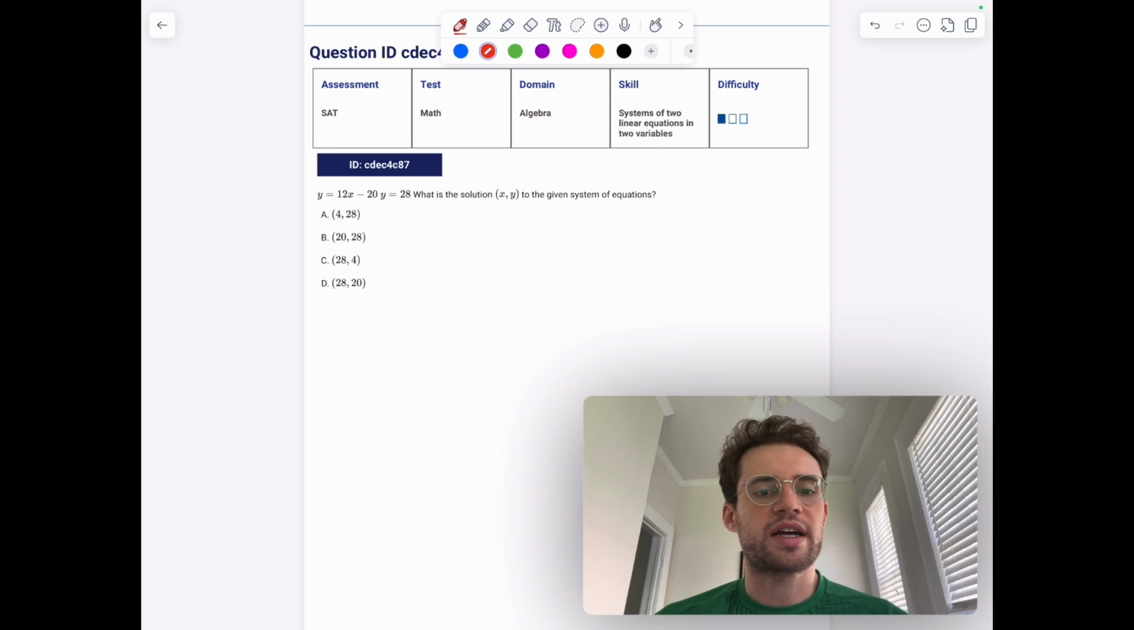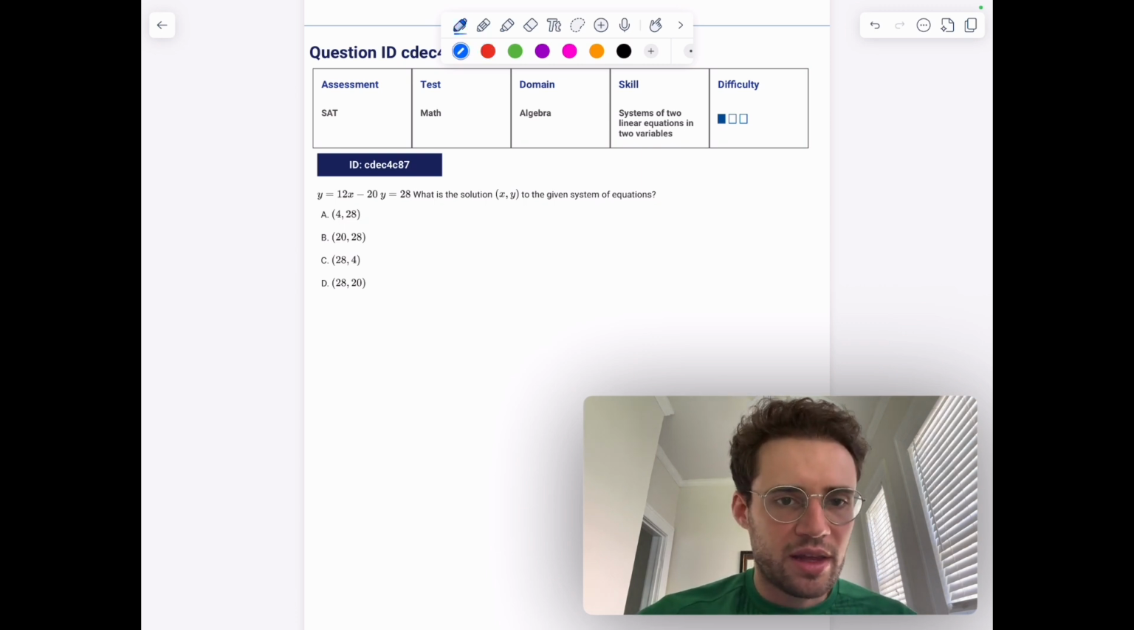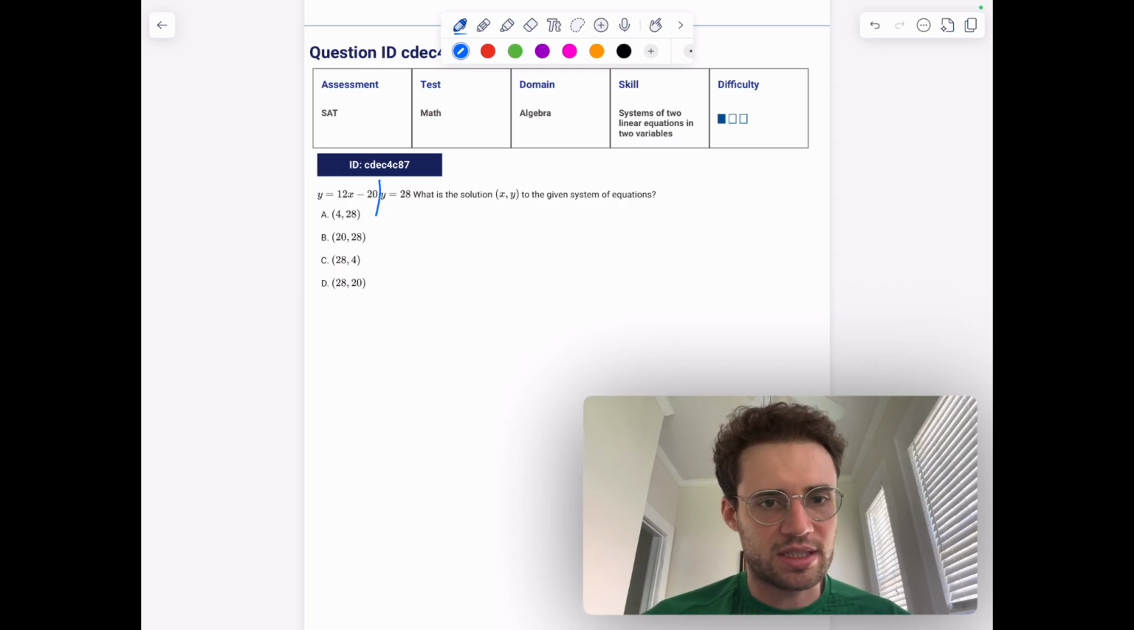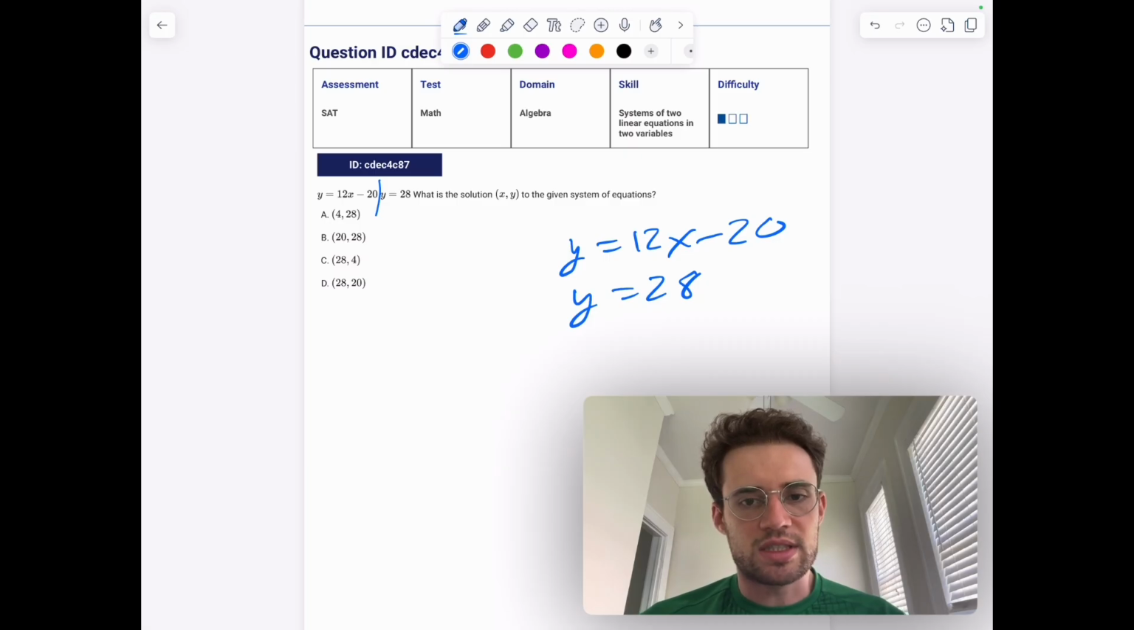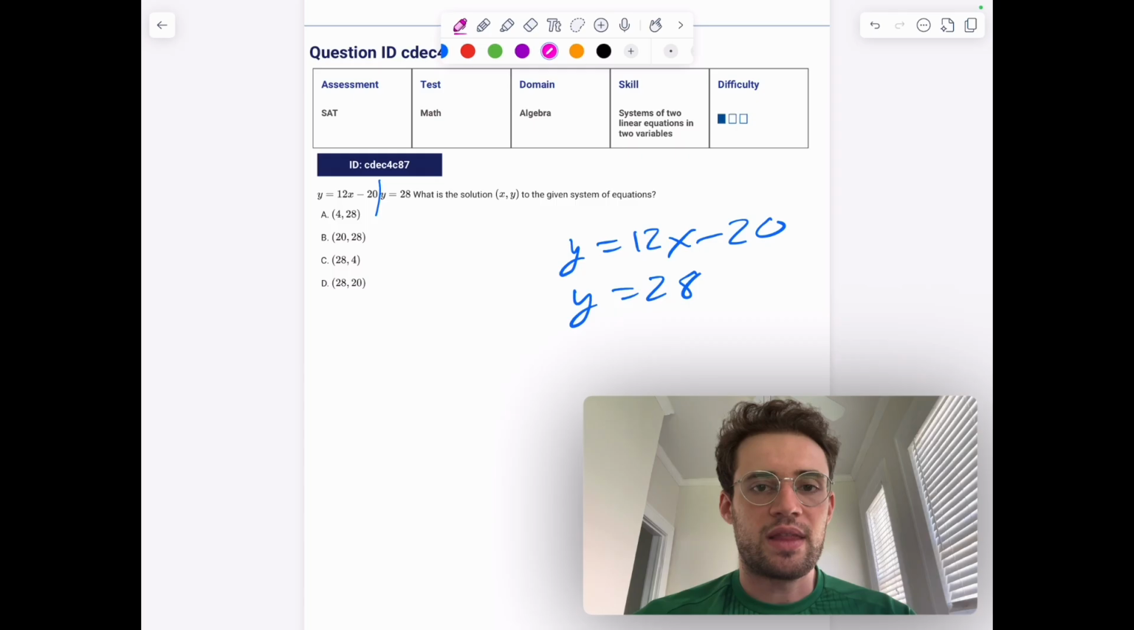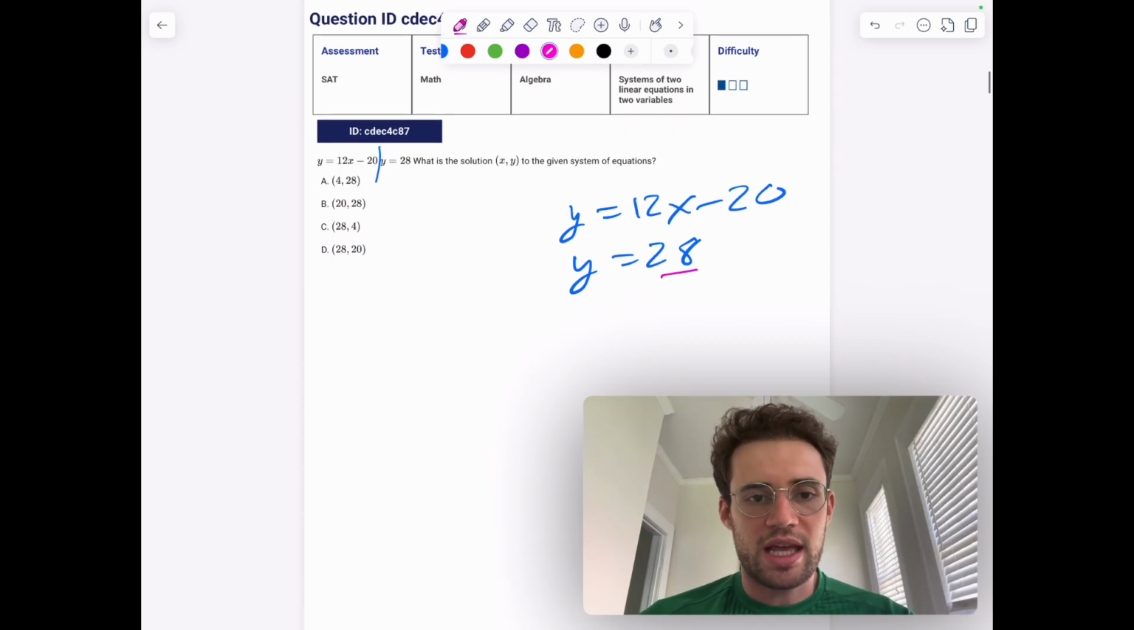Y equals 12x minus 20, and I believe this is going to be a separate equation. Again, they're really poorly formatted on here because it looks like it just says 12x minus 20y. On the real test, I really would hope they would make it look like this, minus 20, and then y equals 28 as 2 separate lines. What is the solution x comma y to the given system of equations? If this is what they mean, which I assume it is, then they already gave us that y is 28.